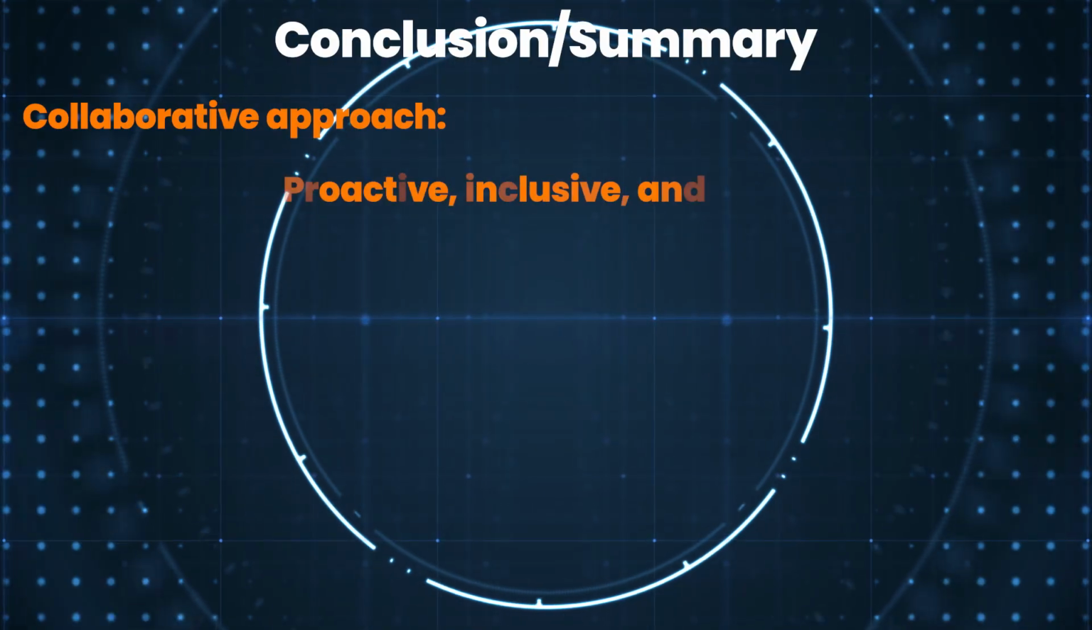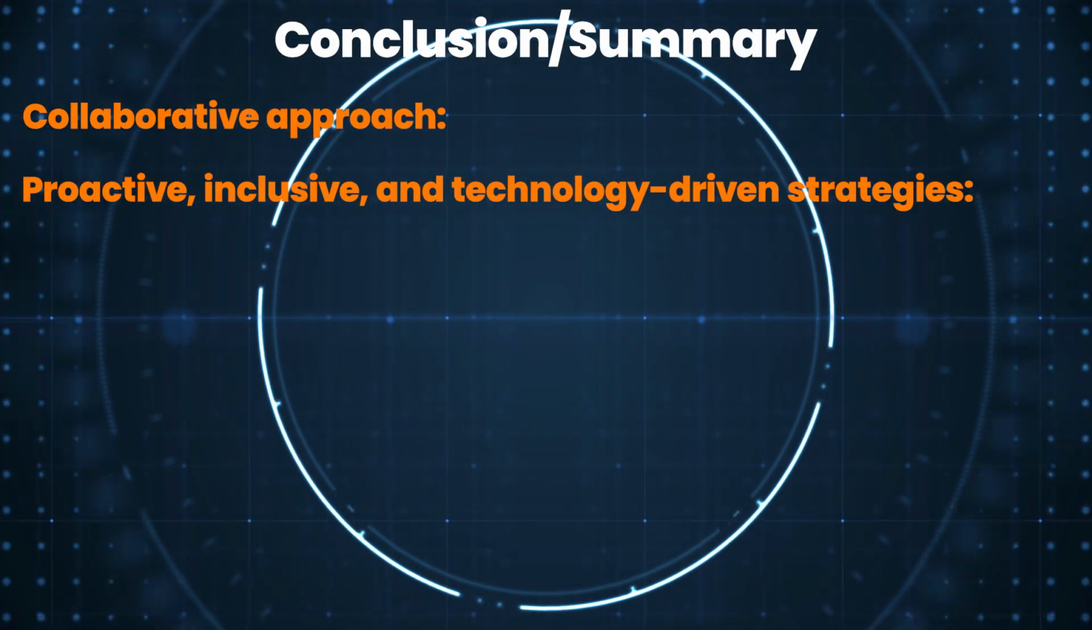Second is proactive, inclusive and technology-driven measures. It emphasizes preparedness and risk reduction over reactive measures. It includes all societal sections, particularly vulnerable groups, in planning. It leverages technology for efficient and scalable disaster management.